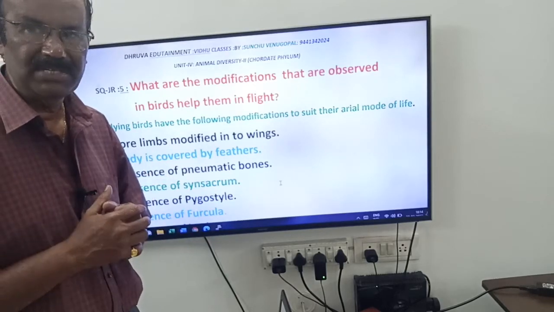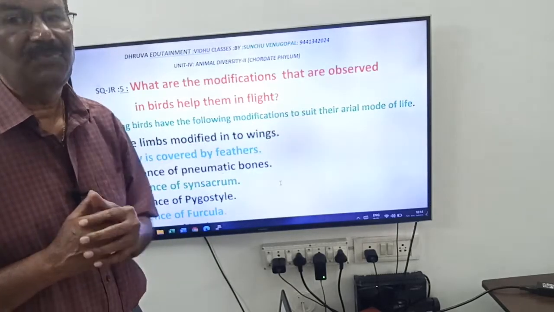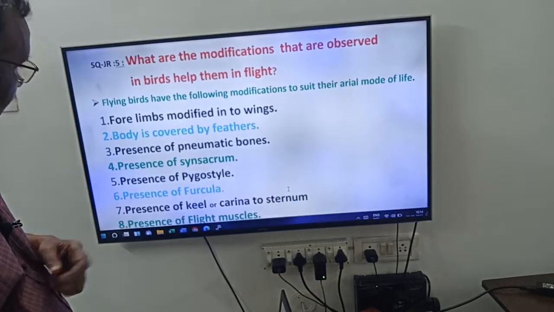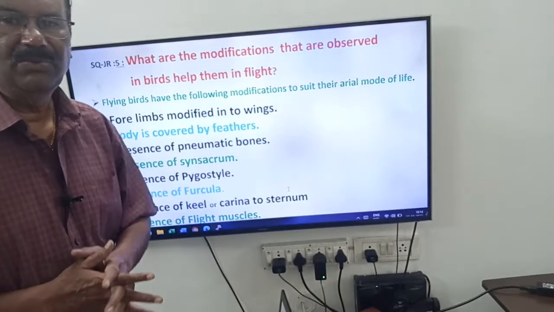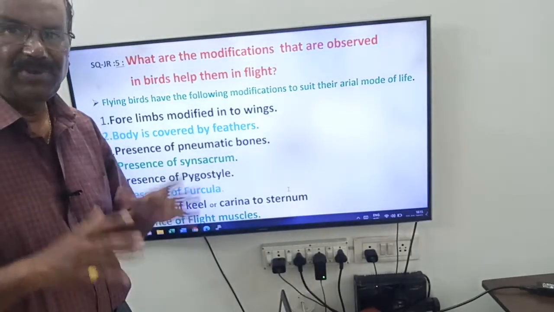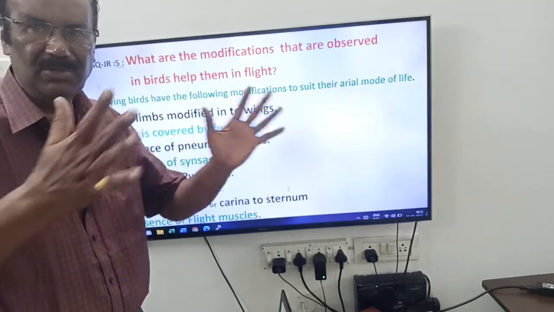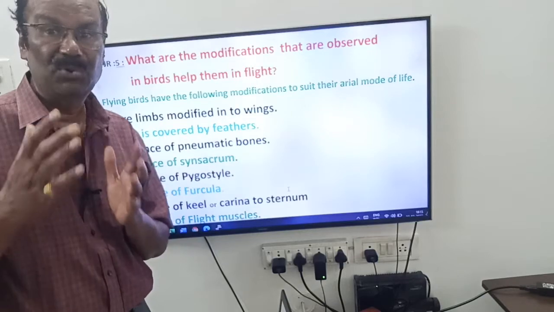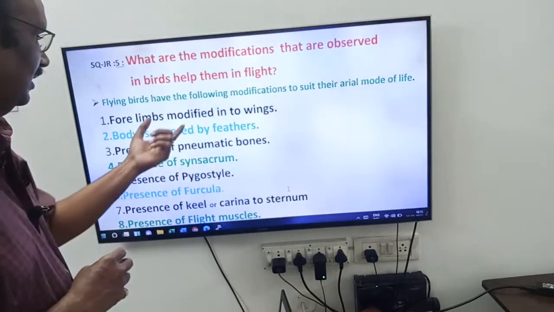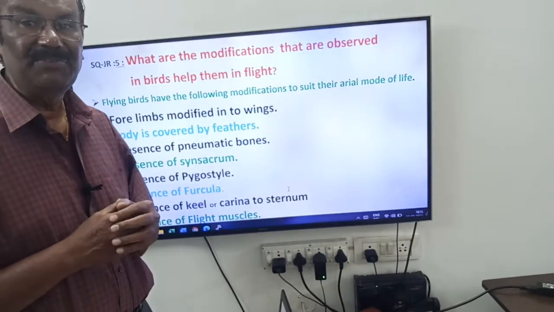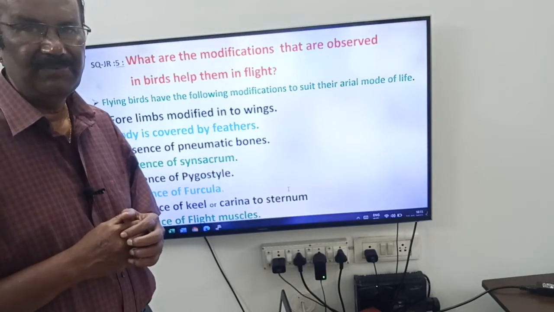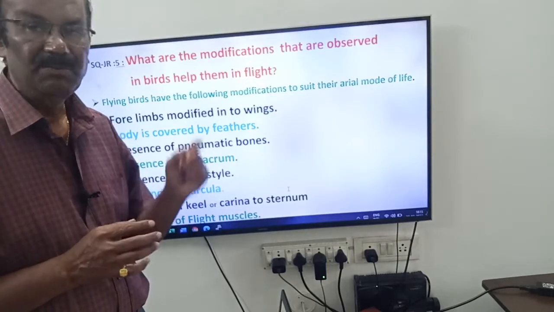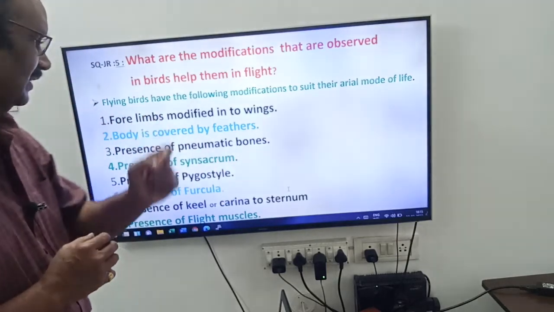What is the use of these modifications, friends? To suit their aerial mode of life, meaning for flying. What is the first one, friends? Forelimbs modified into wings. In flying birds, these are the forelimbs. What are wings, friends? Wings are modified forelimbs. Next, second point, body is covered by feathers.